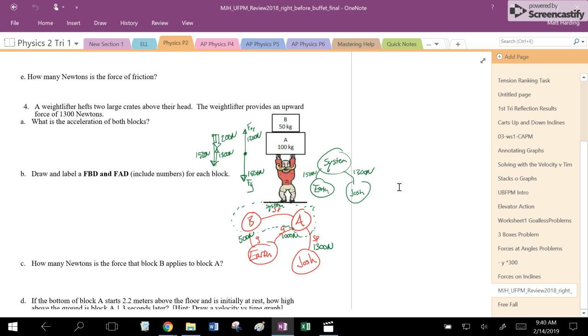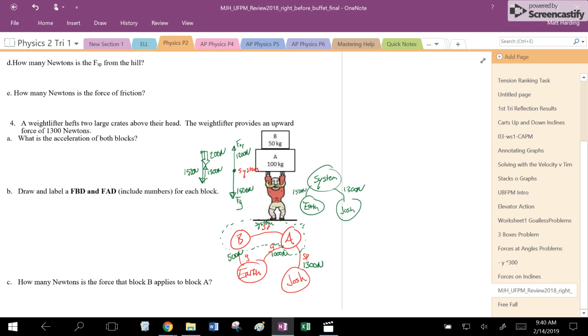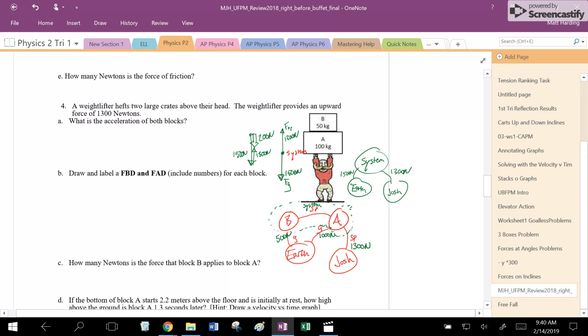So you can kind of see how that migrated here. And then I draw a free body diagram for the system, and it looks a little something like this. The system experiences 1,500 newtons down, 1,300 newtons up. And so that's how we get a net force, an unbalanced force, of 200 newtons in the downward direction. So then here where we want the acceleration of both blocks, well, that's that thing in the frame over there.